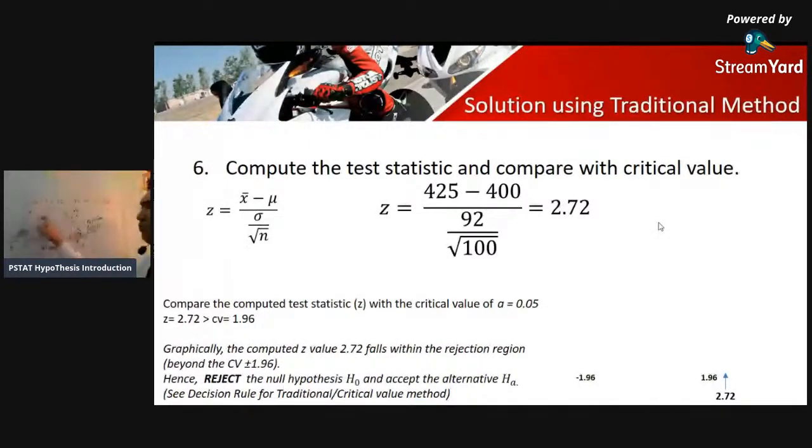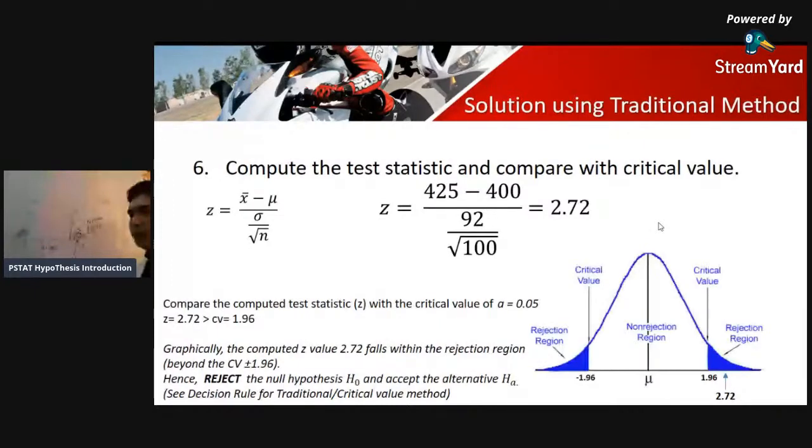Okay, your decision is to accept because this white portion here, the non-shaded region, is the acceptance region. It implies that you will accept your null hypothesis. So that's how we do the traditional method.